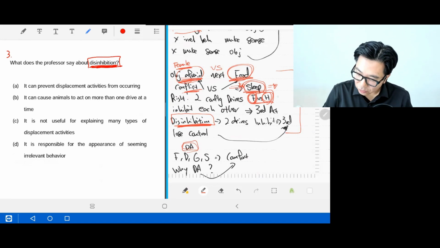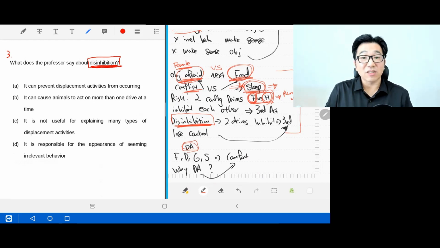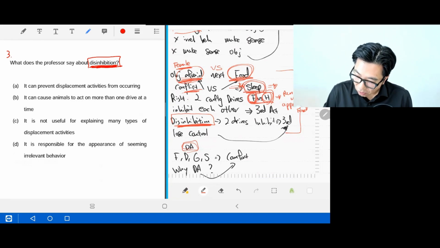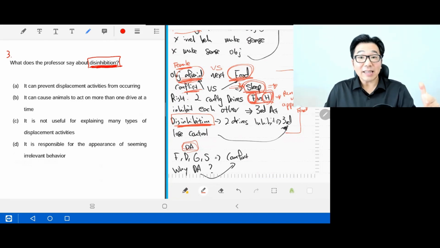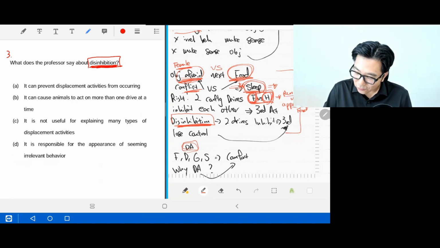So what are the two possible actions? Because the animal is scared, it will run away from the food. That's the first option. Okay. And the second option is because the animal is still hungry, it may still approach the food, although the animal is scared, because the animal is so hungry. Okay. So this conflicting drive actually inhibits these actions from happening.